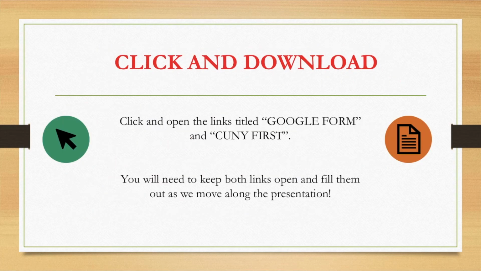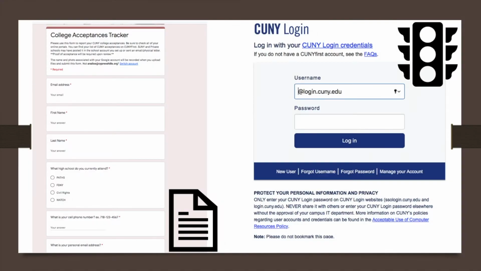Now, the first thing that you will need to do is go back to the platform where you received this presentation, whether it was Google Classroom, your email, or through text, and you're going to click on the links that say Google Form and CUNY First. You will need to keep both of these links open and fill them out as we move along the presentation. And when you open them, this is what they will look like. So go ahead, open them, and come back to the presentation.